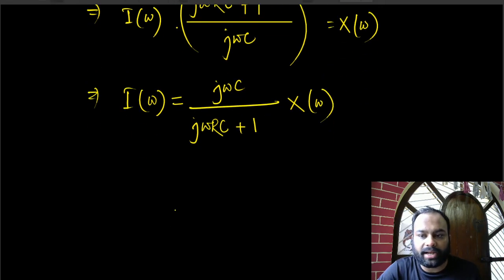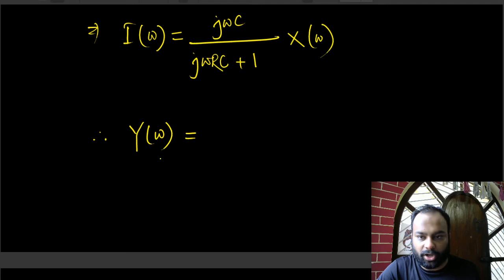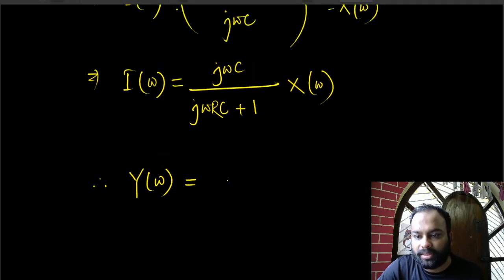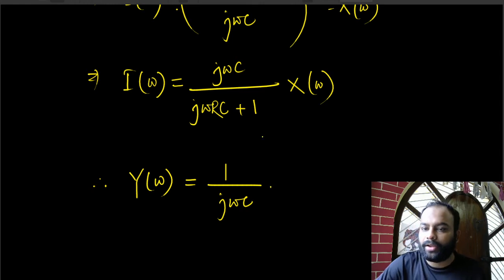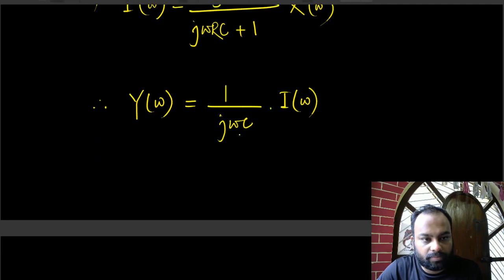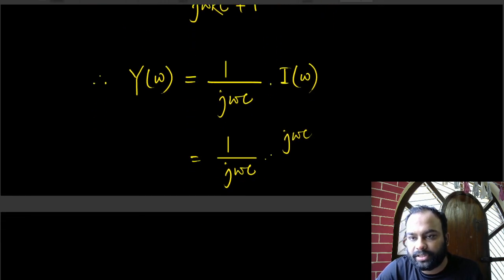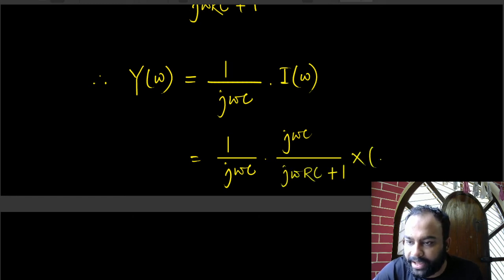So this is the current through the circuit, but my output was the voltage across the capacitor. So what is the voltage across the capacitor? The voltage across the capacitor is the capacitive impedance into the current through the capacitor. What is capacitive impedance? That was 1 by jωC, and again, we actually saw that through Fourier transform. And this is I(ω), so instead of I(ω) I am writing this jωC by (jωRC plus 1) times X(ω).